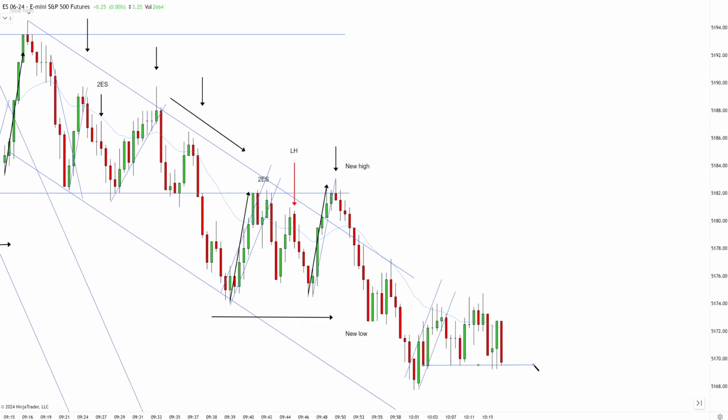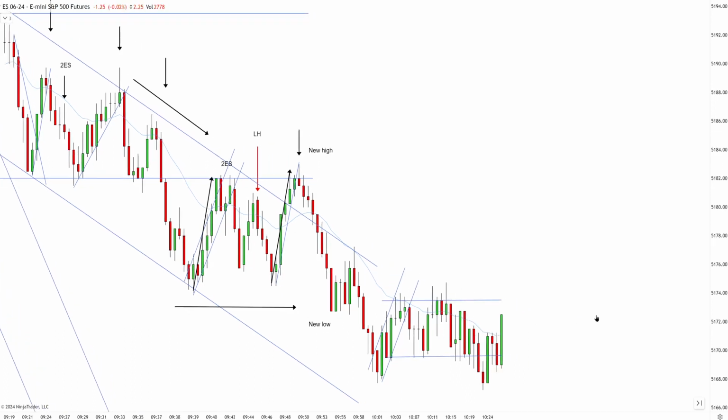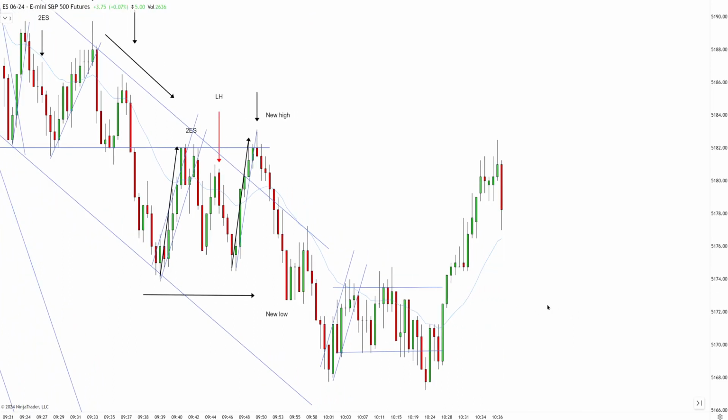Once again, flat EMA, we have small consolidation, so we cannot send to these lows. We're just going to be patient and let price action do its thing here. Okay, market is reversing all the way to the upside, so what I have to do, I have to adapt.